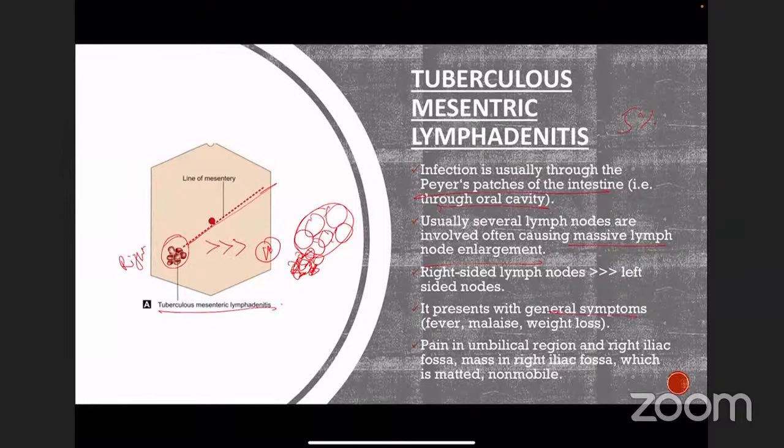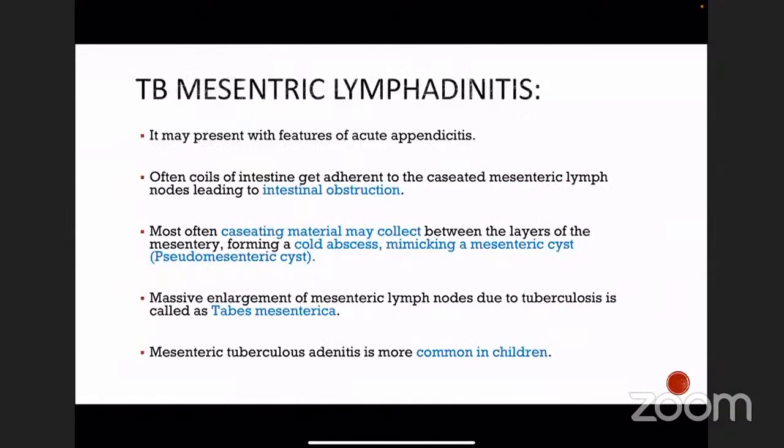It presents with general symptoms like fever, malaise. These constitutional symptoms are seen more commonly in such patients. Right? As we have discussed, 30% of patients have these constitutional symptoms. Pain in the umbilical region and right iliac fossa, and a mass in the right iliac fossa which is matted and non-mobile, right? Obviously, the line of mesentery is there. So pain will be in the umbilical region, RIF. There will be a huge enlargement of lymph nodes, so there will be a mass-like structure in this RIF, which will be matted and non-mobile. And it can be a tender mass, right?